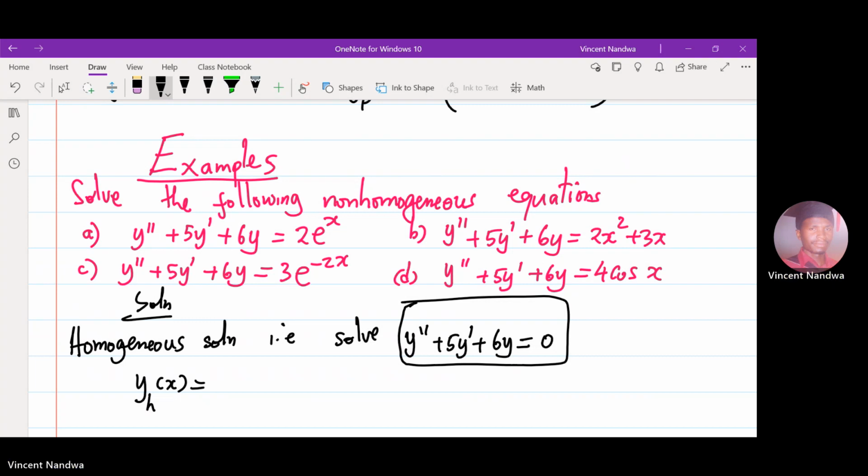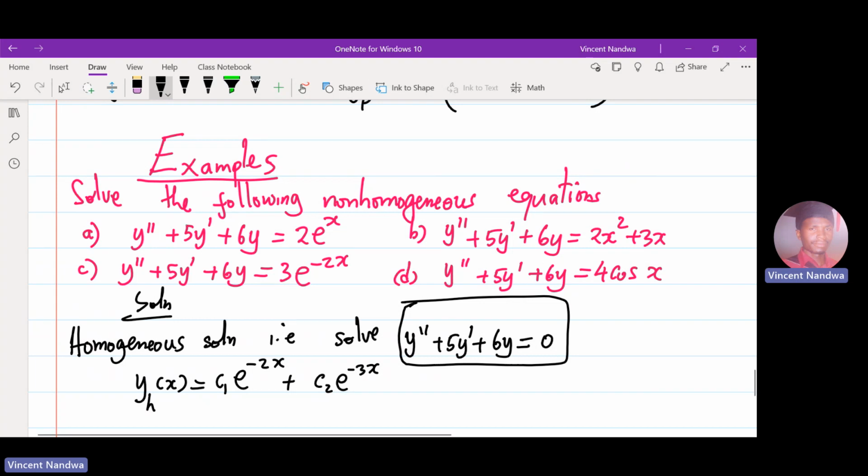So YH will be C1 e power negative 2x plus C2 e power negative 3x. Is there anyone with a problem on how to get that solution? So that is our homogeneous solution. Some people call it the complementary solution. So YH is the first step, and we have already gotten the solution.